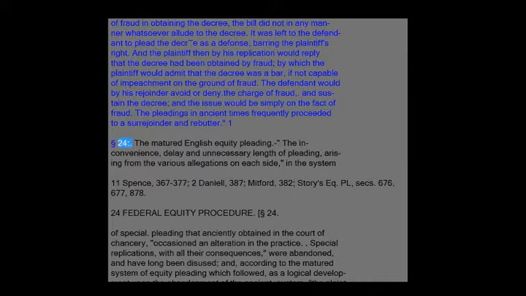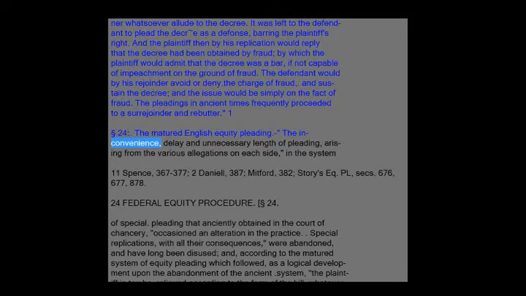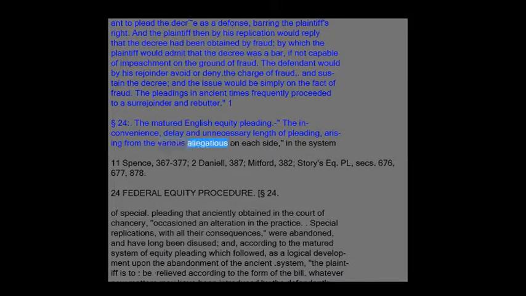1. The matured English equity pleading: the inconvenience, delay and unnecessary length of pleading, arising from the various allegations on each side, in the system.